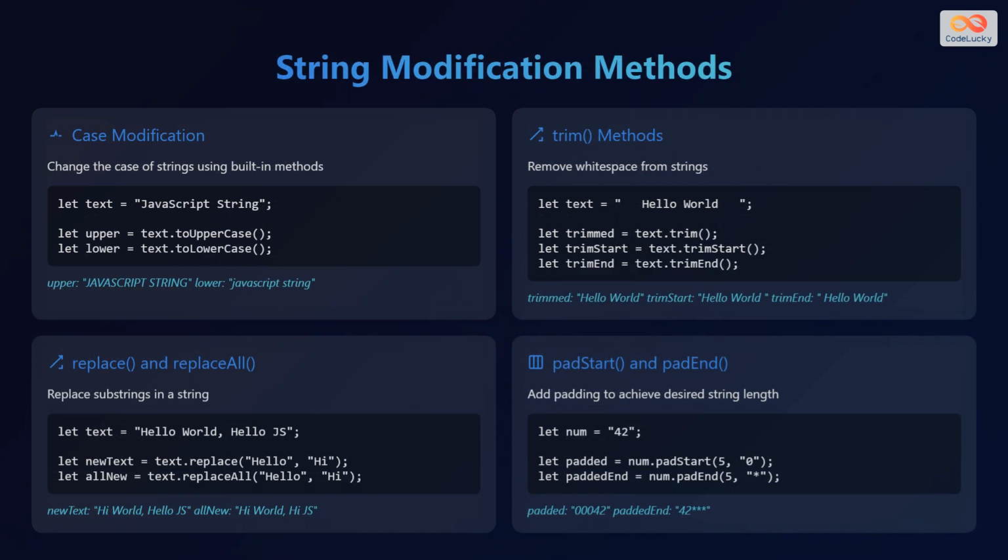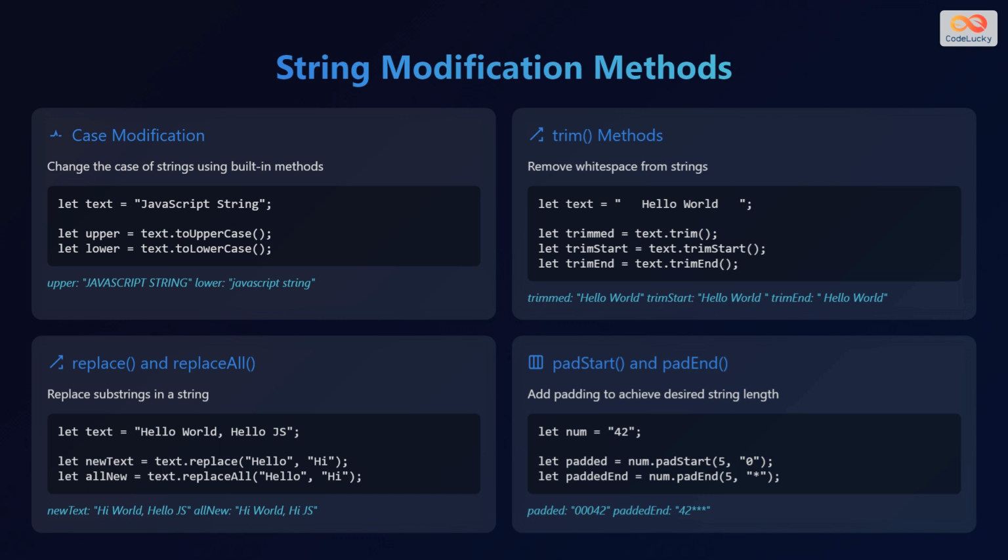The toUpperCase and toLowerCase methods are used to change the case of strings. For example, let text = "JavaScript string". Let upper = text.toUpperCase() and let lower = text.toLowerCase(). This results in upper being the string "JAVASCRIPT STRING" and lower being the string "javascript string".